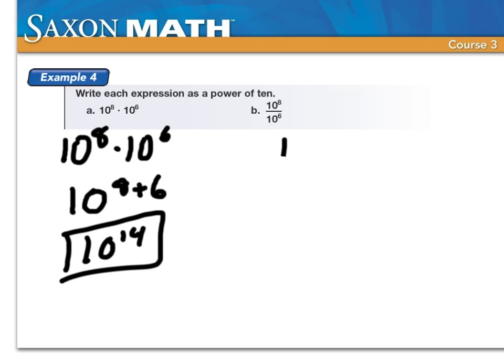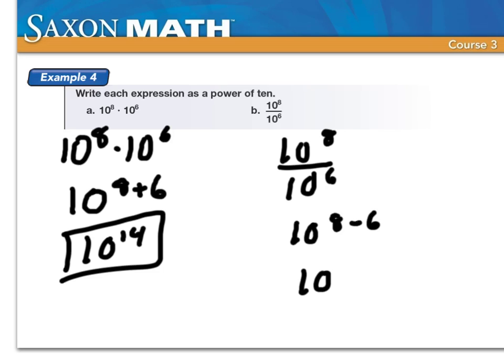Alright, let's try B. I've got 10 to the 8th divided by 10 to the 6th. Again, I don't really want to rewrite out all this in expanded form, so let's use the exponent rule. This is the division rule, which states when I divide two powers that have the same base, I'm going to subtract their exponents. So it's 10 to the 8 minus 6th power. And 8 minus 6 gives us an exponent of 2.